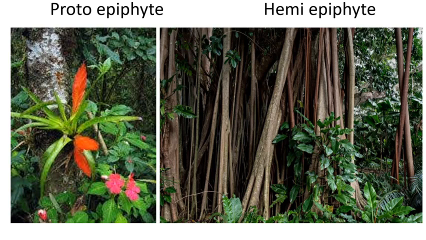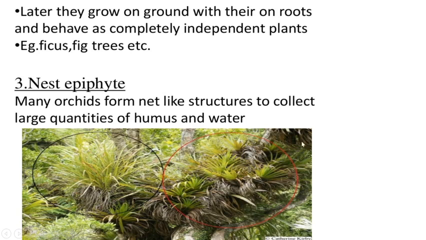Now, these are some pictures of protoepiphytes and hemi-epiphytes. Now, see, this is the protoepiphyte, this diagram. It absorbs the water from the environment as well as the host plant and also prepares the food material and also absorbs the food material from the host plant. Now, these are the hemi-epiphytes. They show the root system to the soil and they are autotrophic. Now this is the diagram of nest epiphytes. They are in groups.